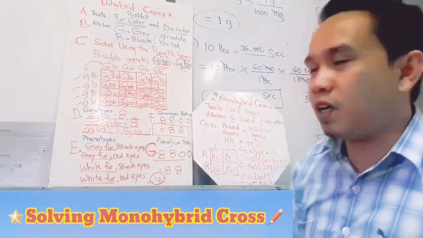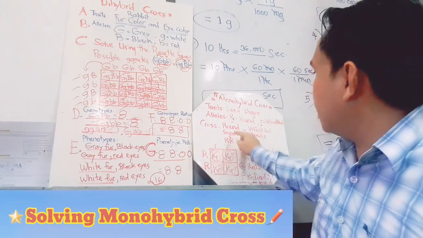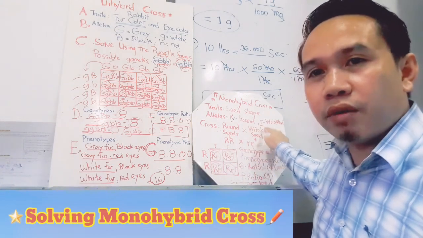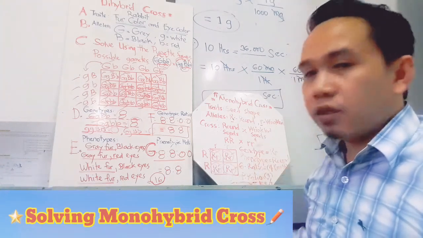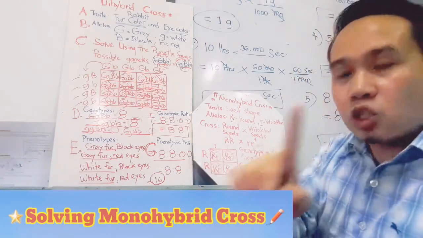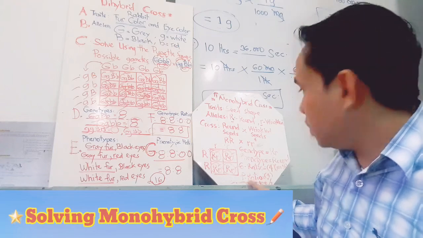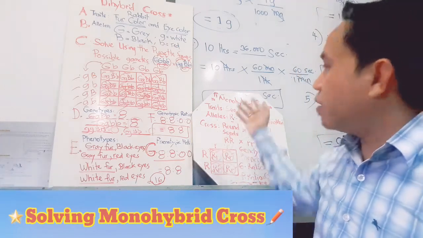So you have to be specific about naming. For example, round, then wrinkled. So we talk about seed shape, all right? So what about the ratio, genotypic ratio? And then the last one, phenotypic ratio, okay? So this is just a summary about a monohybrid cross.